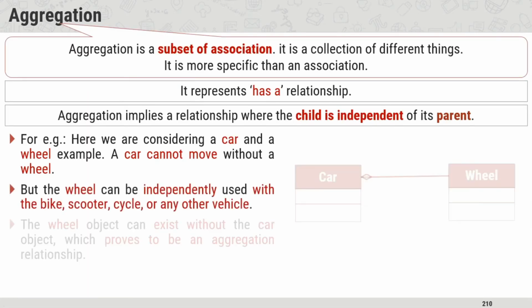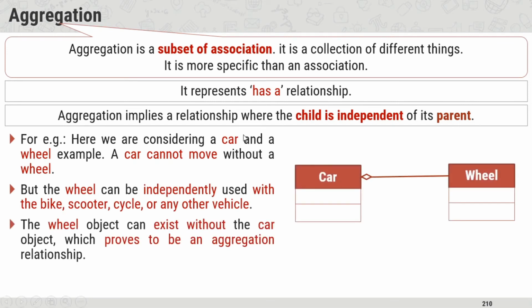So suppose we are considering a car and a wheel example. A car cannot move without a wheel, but the wheel can be independently used with a bike, scooter, cycle or any other vehicle. So we can say that a wheel object can exist without a car object, which proves it to be an aggregation relationship. So for execution, a car should have a wheel.